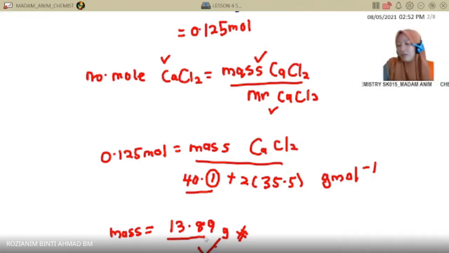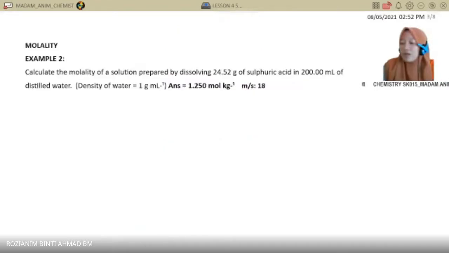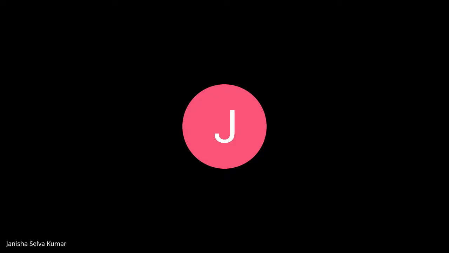Okay, for right now, please refer to the concept of molarity. Anyone who wants to try? Dah cuba buat tak? Kalau saya panggil nama ni, ready tak? Okay. H3P4. Janisha? Example 2. Yes, madam. Already prepare? No, madam. I haven't done it yet. Okay, it's okay. Sorry, madam. Anissa nak try.